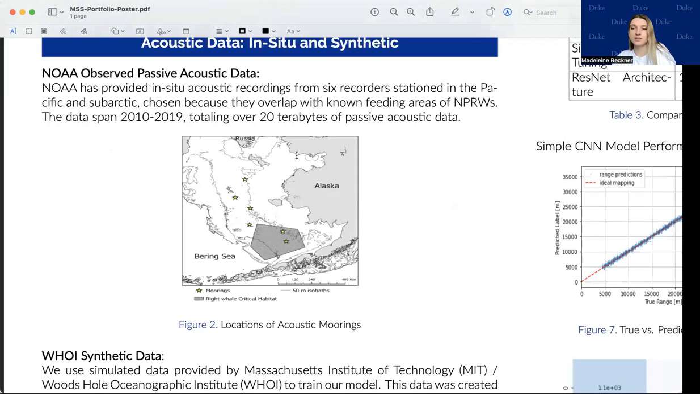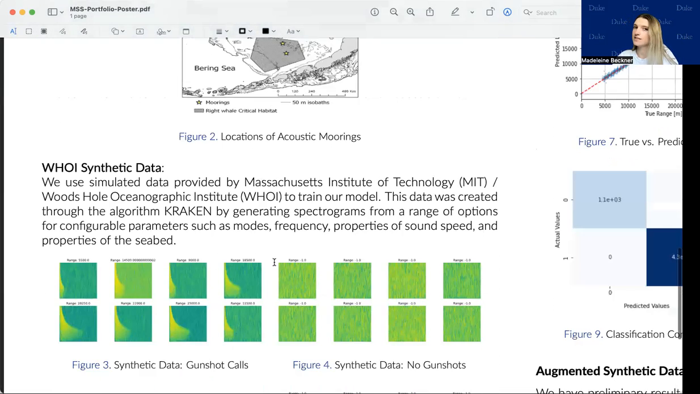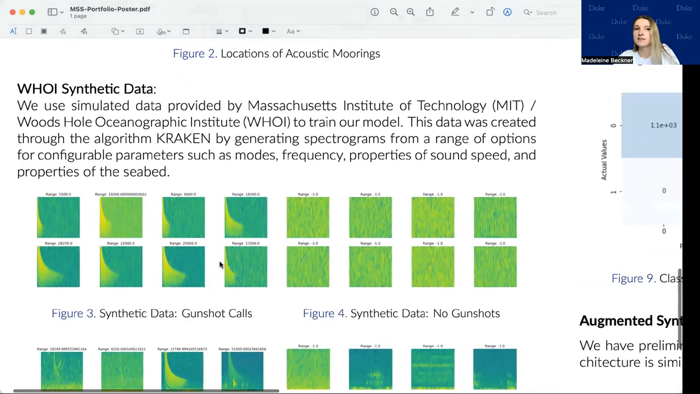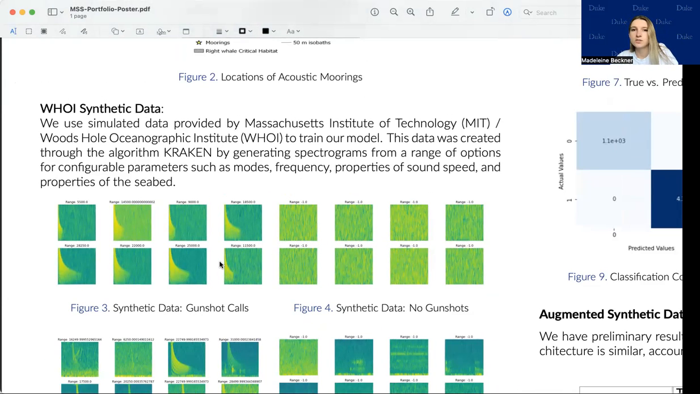So we have a lot of observed acoustic data, but we do not have labels for the observed data. We don't have recorded labels of the type of call or the range estimate of the call. Because warping is so time intensive, we were not able to manually generate a training or validation data set with enough labels of range estimates for us to use. That's where the synthetic data set comes into play. We have synthetic simulated data provided by MIT Woods Hole that we use to train our model. This data was created through their algorithm Kraken by generating spectrograms from different configurable parameters such as modes, frequency, sound speed, and seabed.